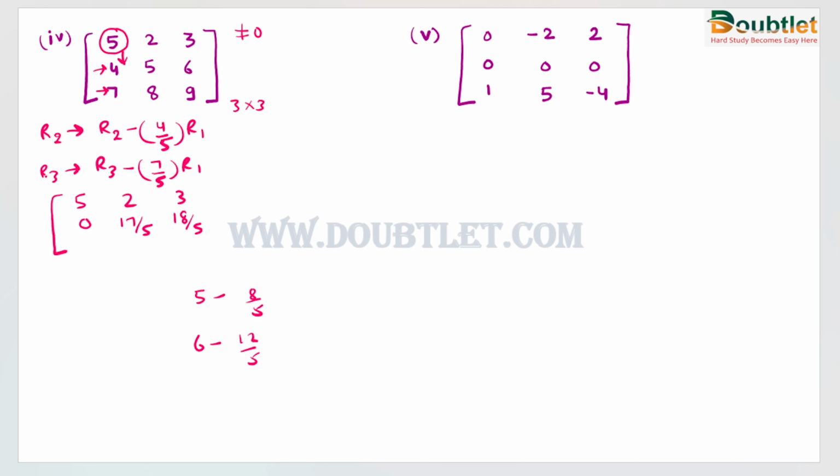Okay. Then we will consider the third row. For the third row, this element will become 0. So 8 minus 14 divided by 5, this will become 26 divided by 5. For the 9 minus 21 divided by 5, this will become 24 divided by 5. So we have converted all the elements in column 1 below the leading non-zero element to 0. This was the leading element in the first row, and below it all the elements are 0.